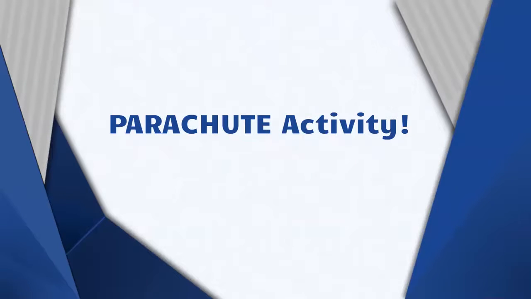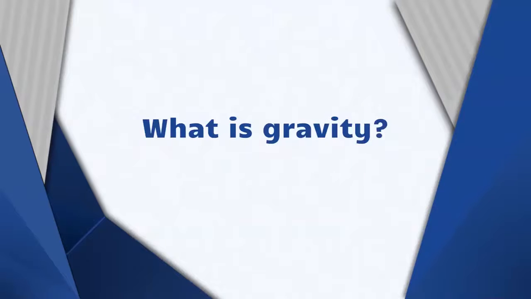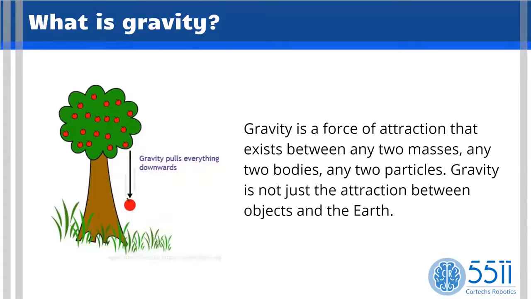So first, when we're talking about parachutes, we would talk about gravity, which is known as the force of attraction that pulls two masses together. So it's not just between objects and the Earth, but for this activity, we'll be focusing on objects and the Earth because you'll be manipulating gravity to make an object fall slower. So you'll be trying to change the force of gravity on that object.